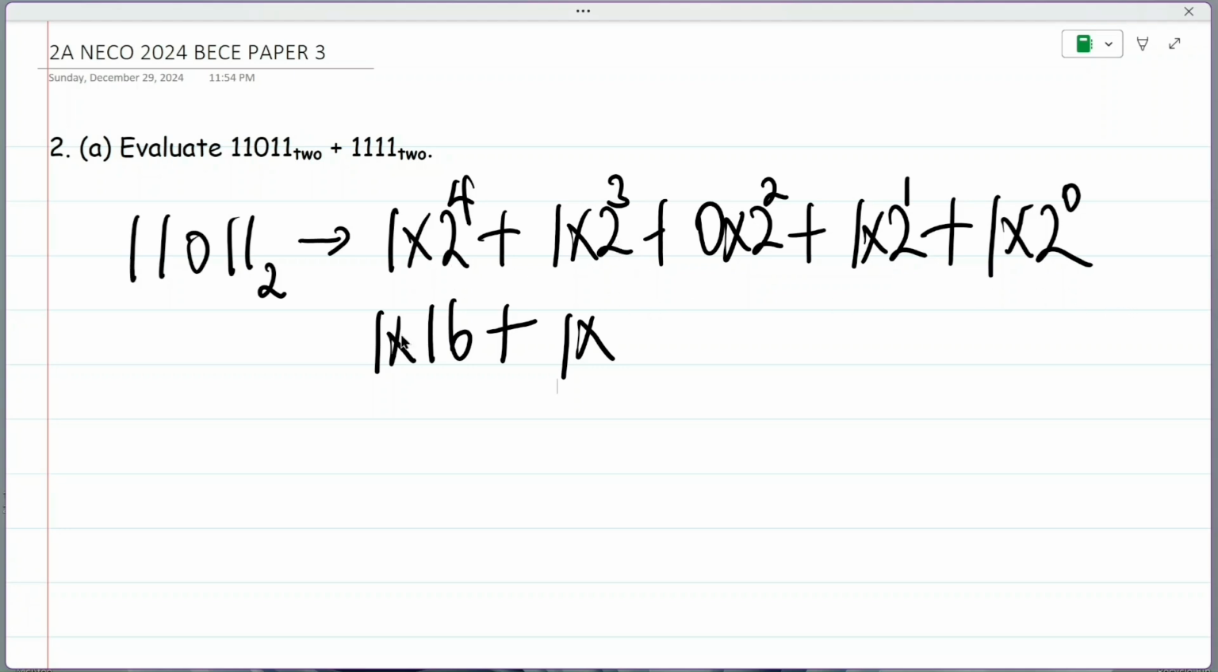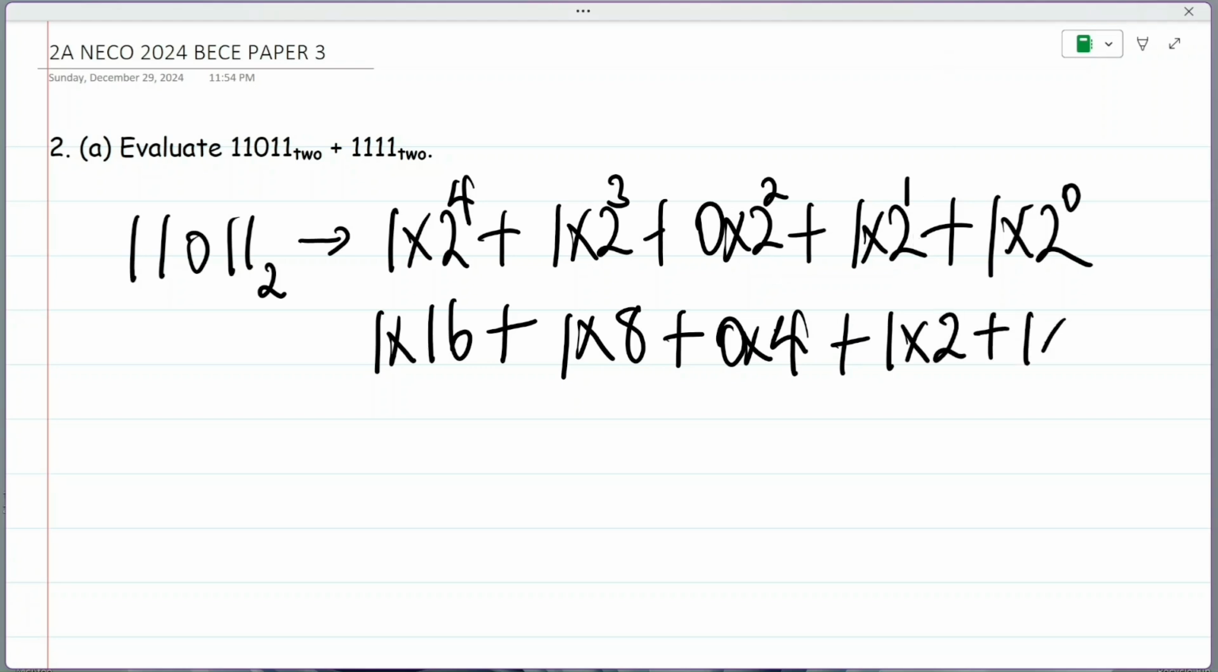So we have 2 to the power of 3, that's 2 times 2 times 2. 2 times 2 is 4, 4 times 2 is 8. 2 to the power of 3 is 8, plus 0 times 2 to the power of 2, that's 2 times 2. 2 times 2 is 4, plus 1 times 2 to the power of 1 is still 2, plus 1 times 2 to the power of 0 is 1. Anything to the power of 0 is 1, so you have this as 1.